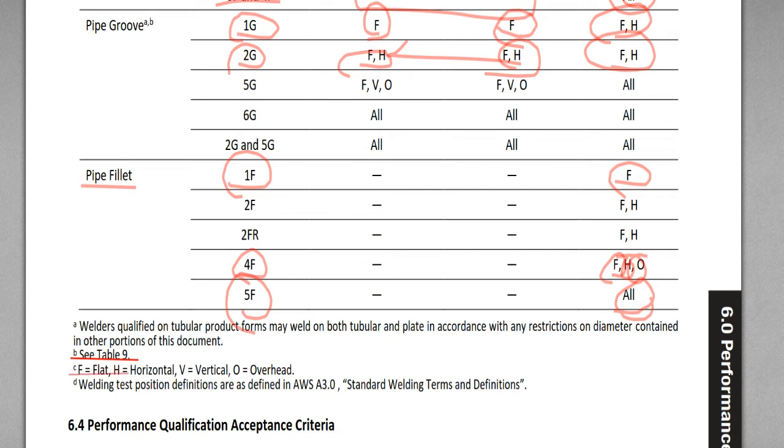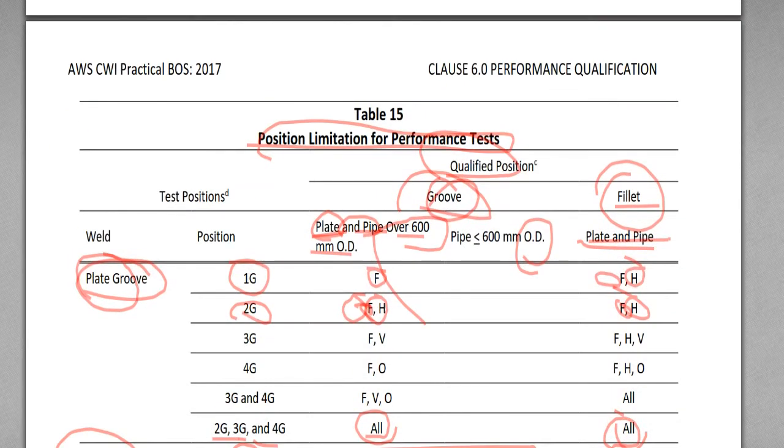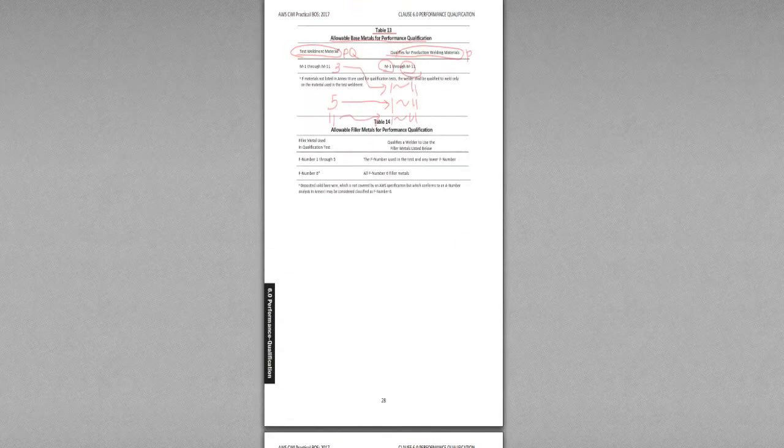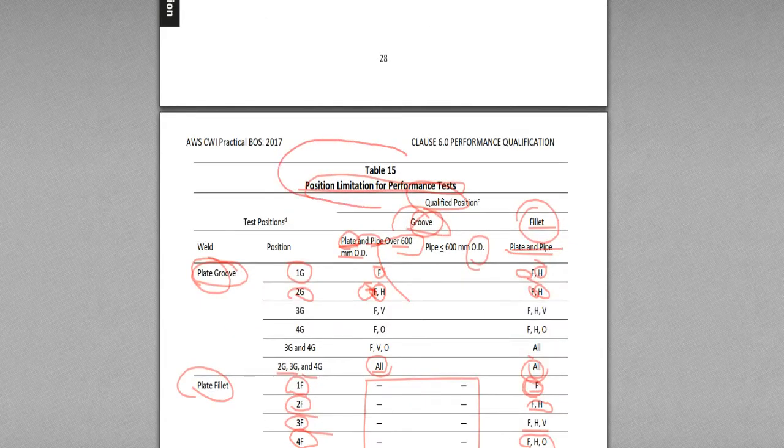Note C: F is flat, H is horizontal, V is vertical, and O is overhead. And note D: welding test position definitions are as defined in AWS A3.0 standard welding terms and definitions. This is table 15, and table 15 is very important. You need to know how to read this table, because reading this table is in the actual CWI Part B examination, but not a difficult question.